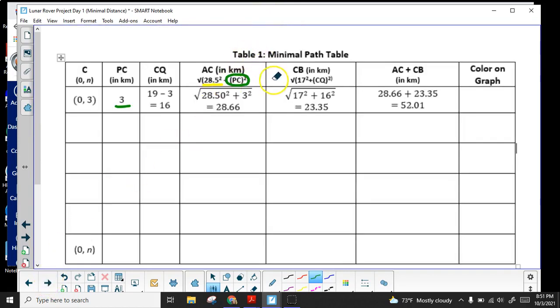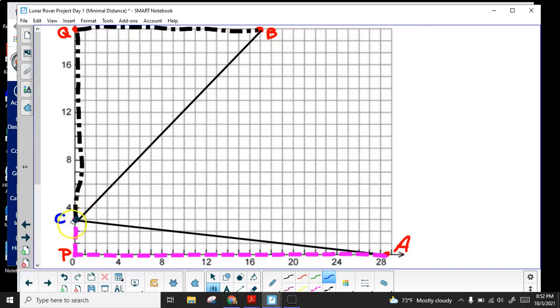So for this, we use this 17 is still going to be constant. That is our horizontal leg. And the CQ is going to change based on this number right here. Please round to the nearest hundredths place. Once you have these values, then this is your AC right here. In this case, it was 28.66, and CB, which was 23.35. We add those up, we get 52.01.